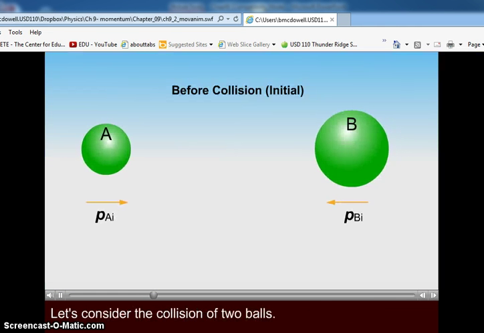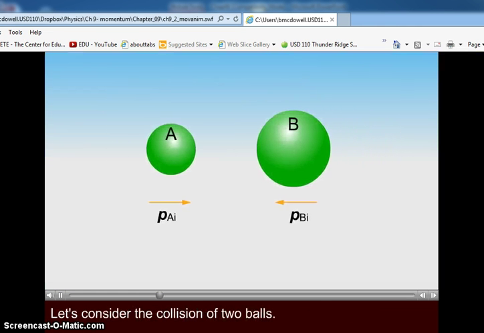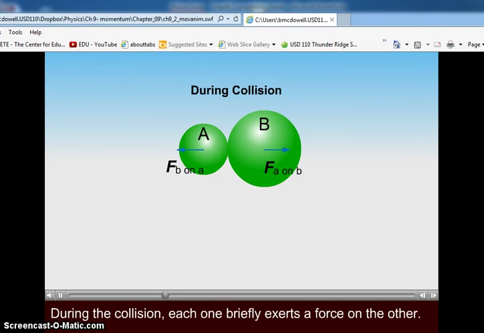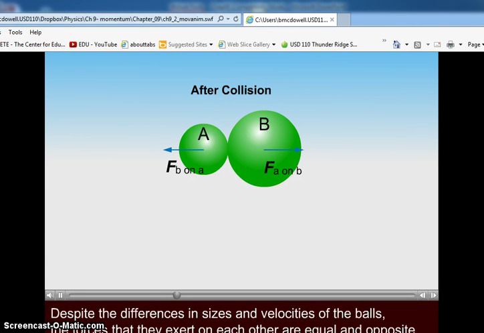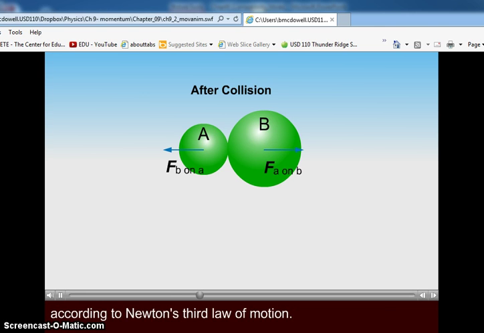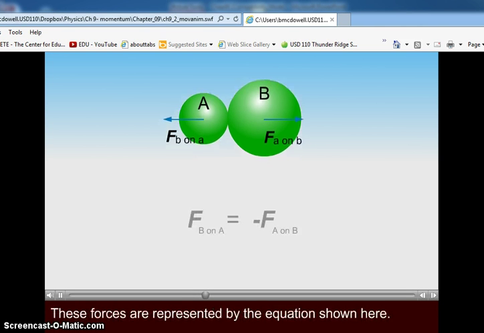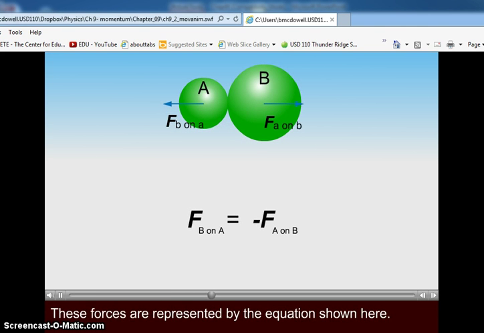Let's consider the collision of two balls. During the collision, each one briefly exerts a force on the other. Despite the differences in sizes and velocities of the balls, the forces that they exert on each other are equal and opposite, according to Newton's third law of motion. These forces are represented by the equation shown here.